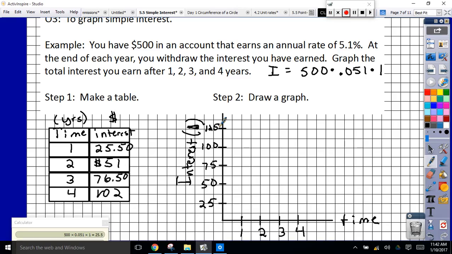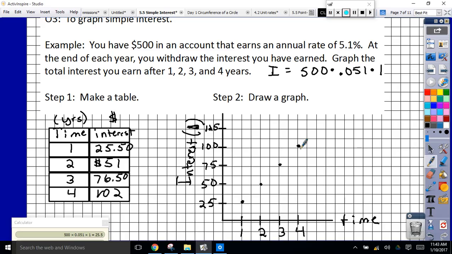So my first point after 1 year, the interest is $25.50. So I'm going to put my dot just barely above the 25 because this is a lot of units from 25 to 50. So it's really almost touching the 25. After 2 years, I have $51. So I'm going to put my dot again just above the 50. After 3 years, I have $76.50. That's still pretty close to 75. And after 4 years, I have $102. So I'm going to put a dot right there.